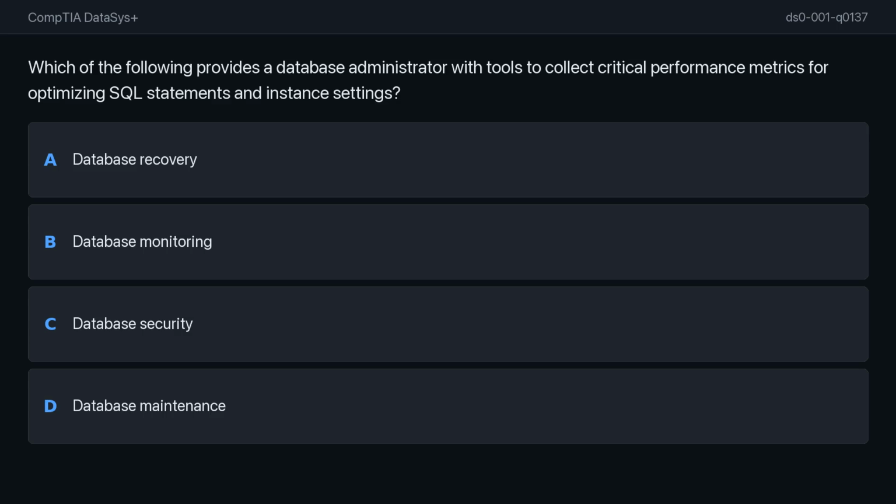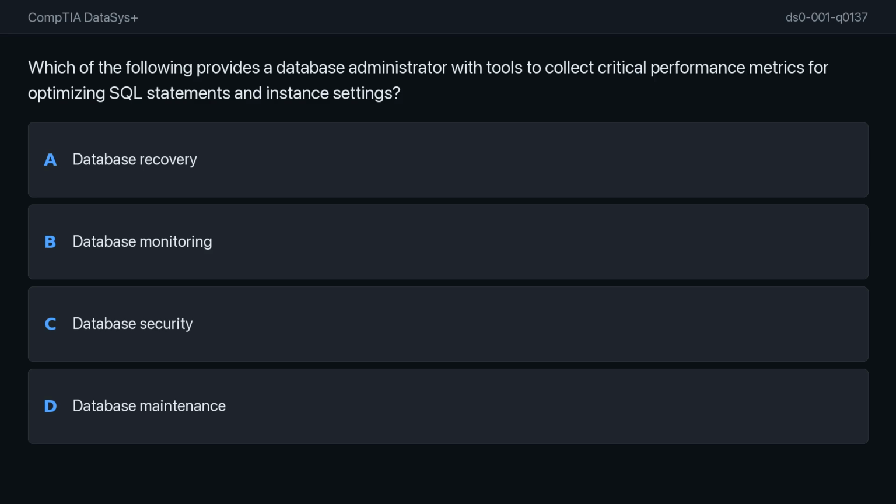Which of the following provides a database administrator with tools to collect critical performance metrics for optimizing SQL statements and instance settings? The options are Option A, database recovery, Option B, database monitoring, Option C, database security, and Option D, database maintenance.